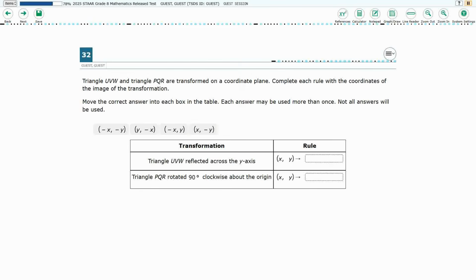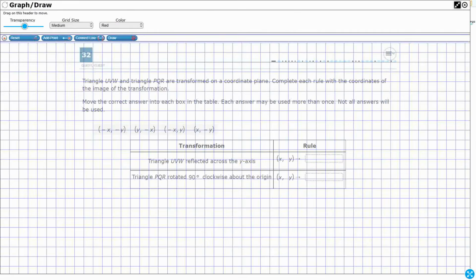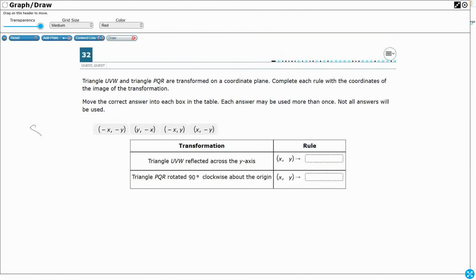For number 32, we are looking at transformations on the coordinate plane. This is 8.10c. This is a 2-point problem with drag and drop. We don't have any visual here, so I'm going to draw this visual to give us at least something to anchor our thinking on. We have a triangle, UVW. I'm going to make it like this so it's kind of distinct. It seems like it's pointing away. And I'll call this U, and I'll call that V, and I'll call that W.